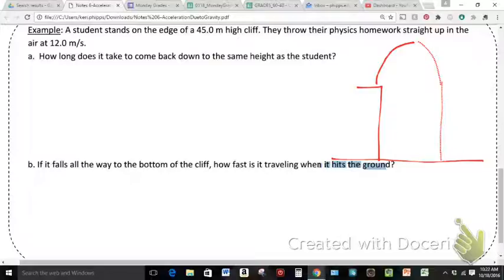Sorry, guys. Okay, so in this case, they only want to know how long does it take to come back down to this height right here. So they want to know the time up and the time down.